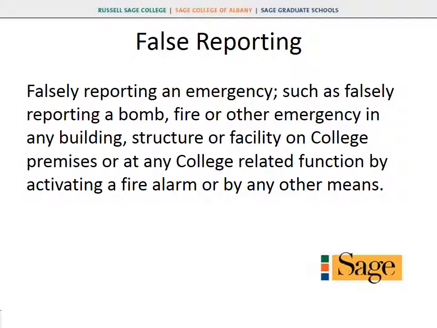False reporting. Falsely reporting an emergency, such as falsely reporting a bomb, fire, or other emergency in any building, structure, or facility on college premises or at any college-related function by activating a fire alarm or by any other means.